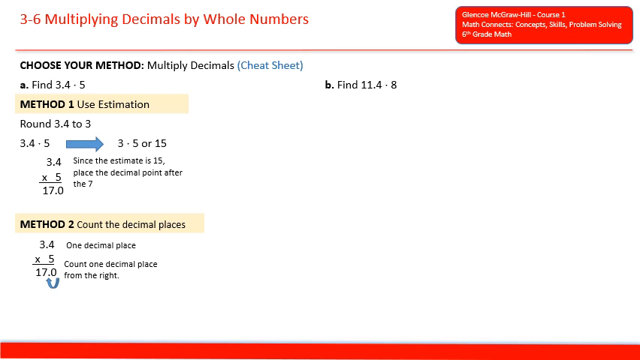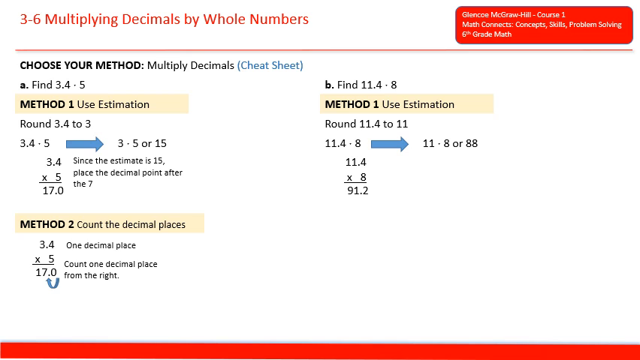Find 11.4 times 8. Use estimation. 11.4 to 11. 11.4 times 8 becomes 11 times 8, or 88. So if we do that, we get 91.2. Since the estimate is 88, place the decimal point after the 1, and 91.2 is close to 88.